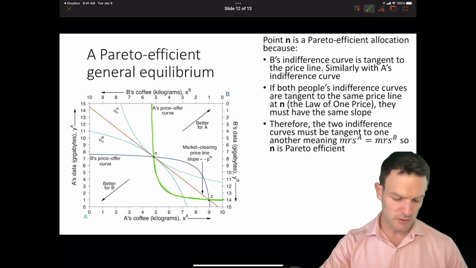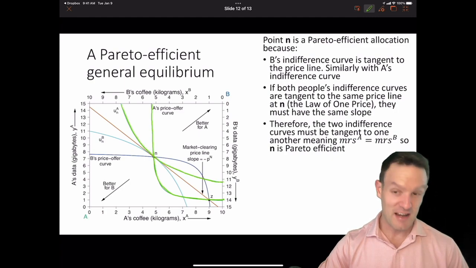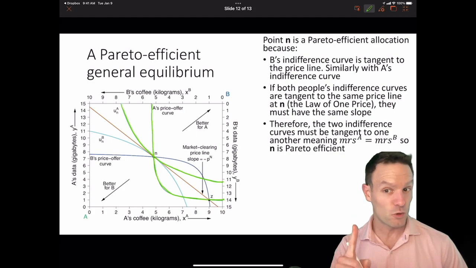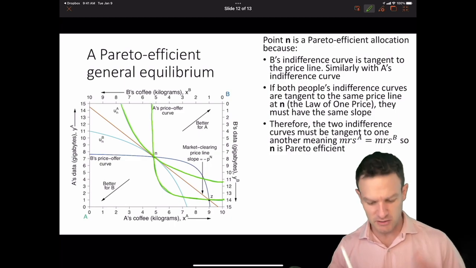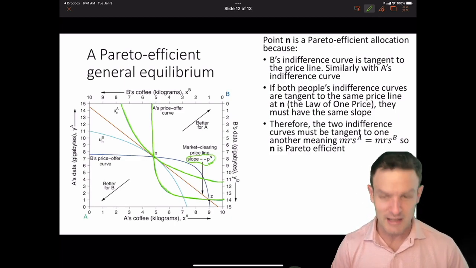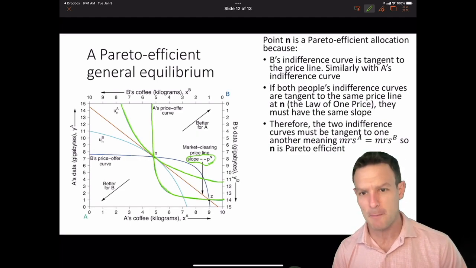What else we know is that at that price, he has an indifference curve that is tangent to the price that he would be offered at that point. So at point N, there is the price, which is indicated with the price line slope minus Pn. And so for Adamo, he has an indifference curve which is tangent to that price line at point N.